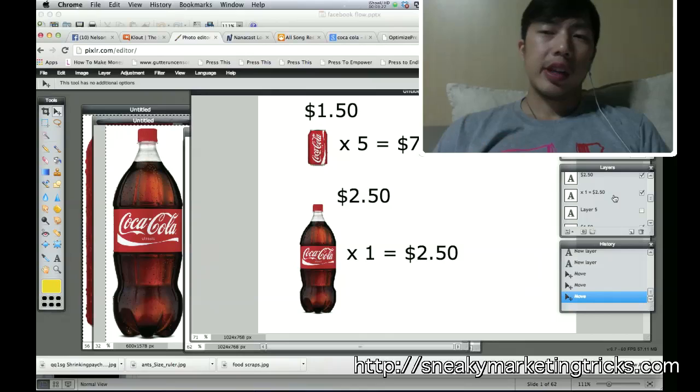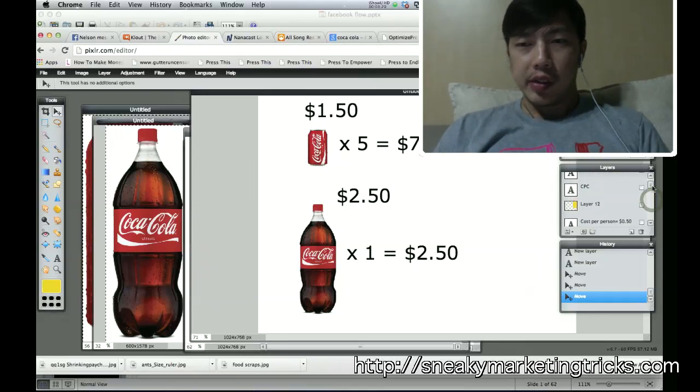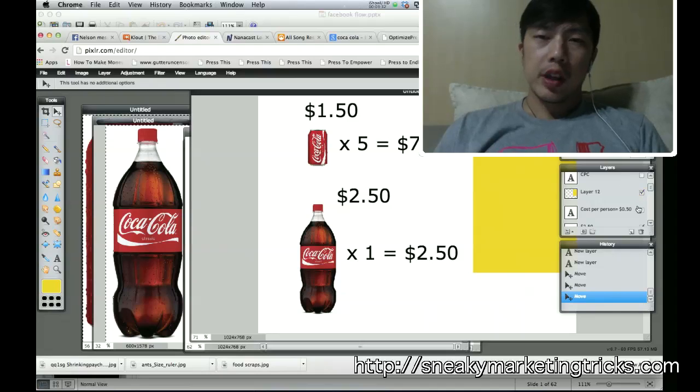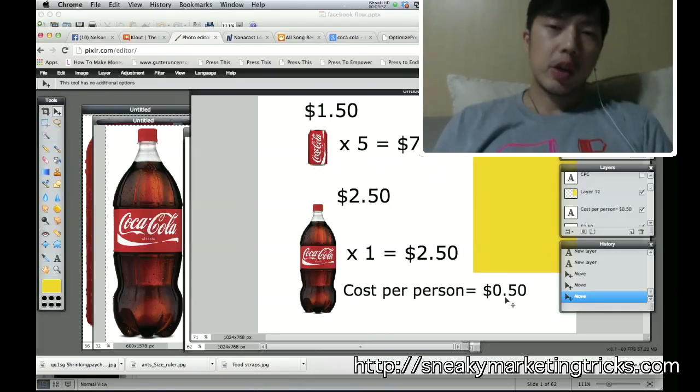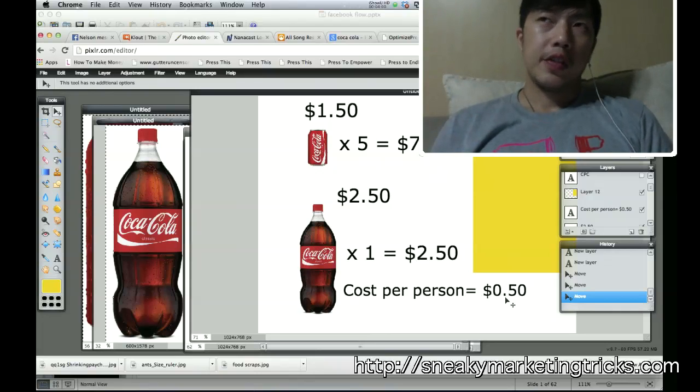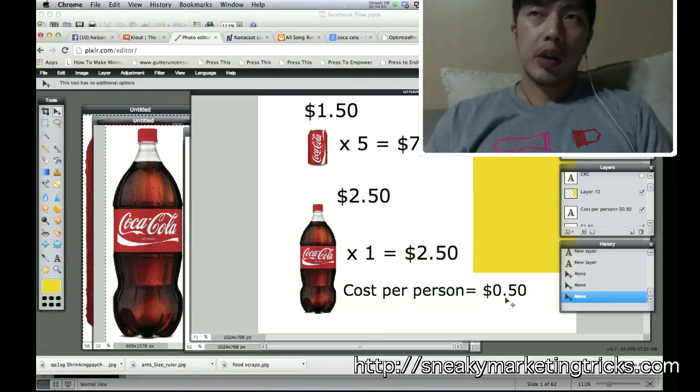But of course, here's the next thing. Now I'm going to bring out this diagram to you. We have 5 people drinking Coke. If they all buy cans, the cost per person becomes 150. But if we buy a bottle, the cost per person drinking Coke becomes 50 cents. So how do you do this?